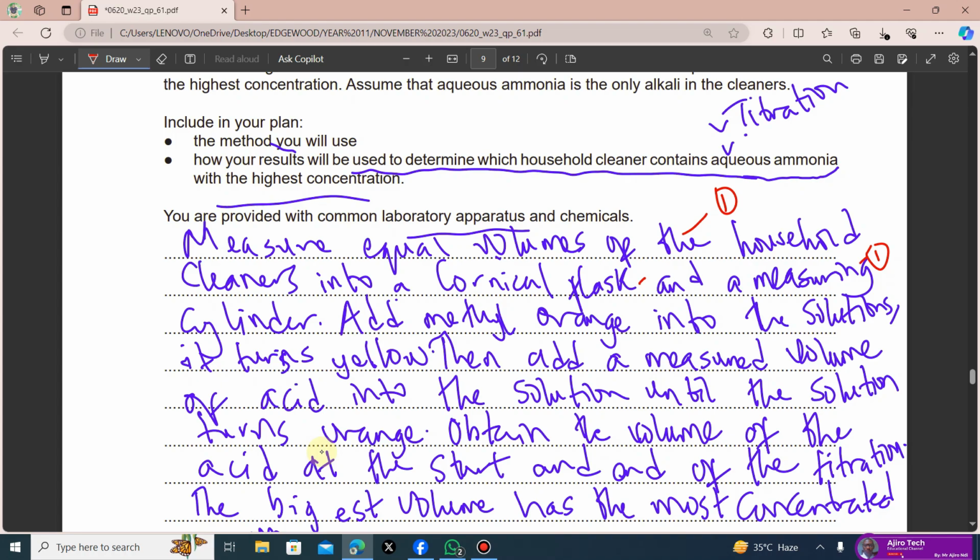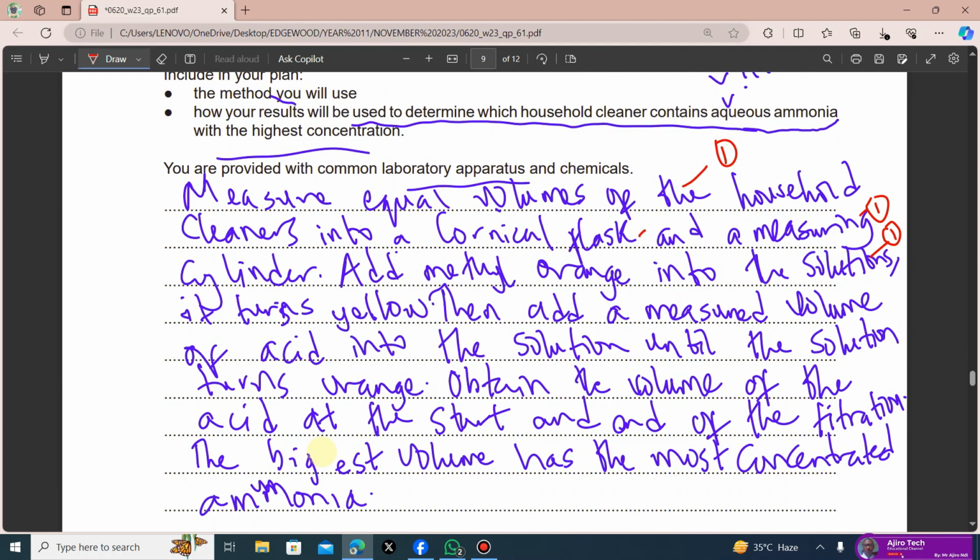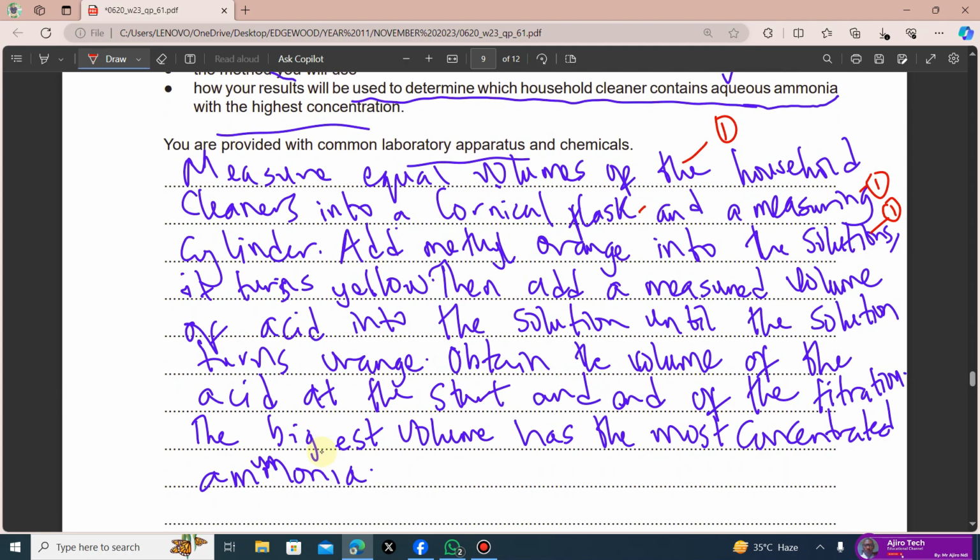Now, the third one is the method. You added methyl orange into the solution, and you also tell the color of the solution when you added the methyl orange, which is another 1 mark. All right? Then the next mark is the fact that you added a measured volume of the acid into the solution until the solution turns neutral, which is orange. So that's 4 marks.